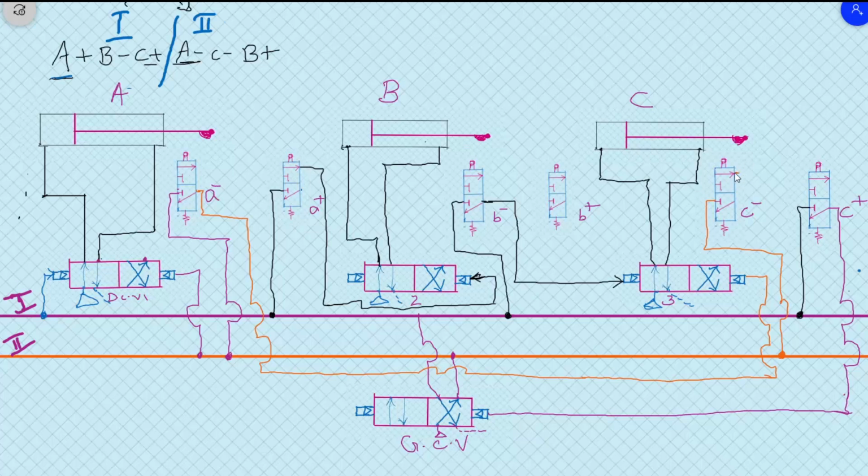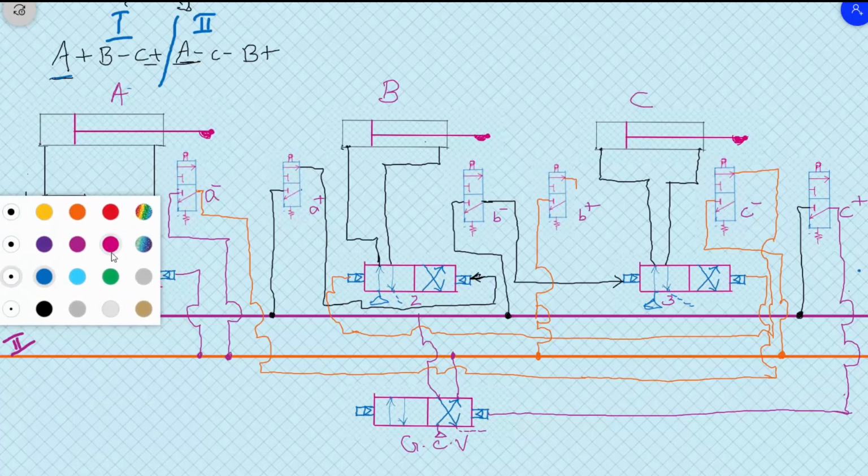After the C minus step, the next step should be B plus. So the signal from C minus is connected to the DCV B in such a way that the B plus signal can be actuated. Once this is done, the last stroke of the given sequence, that is B plus, will be achieved, and B plus is connected to pressure line 2 as it again falls under group 2. The output of this B plus should initiate the next cycle, that is, it should move on to A plus again as it happens in a sequence.